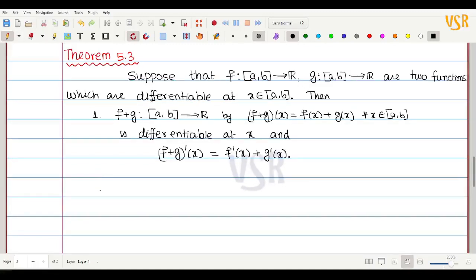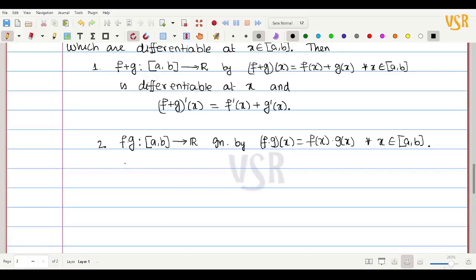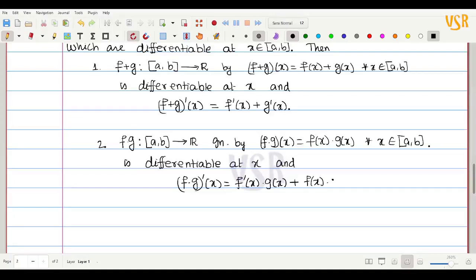And number 2, we are going to prove this theorem. So f into g is a new function, that is a multiplication function. f into g is a function from the closed interval [a, b] to R, given by, it is multiplication, not a composition, f into g at x equal to f of x into g of x, for every x belonging to [a, b], is differentiable at x. And its derivative: (f dot g) dash at the point x is equal to f dash at x into g of x, plus f at x into g dash at x. Keeping one fixed, I differentiate the other, plus keeping the other fixed, I differentiate this.